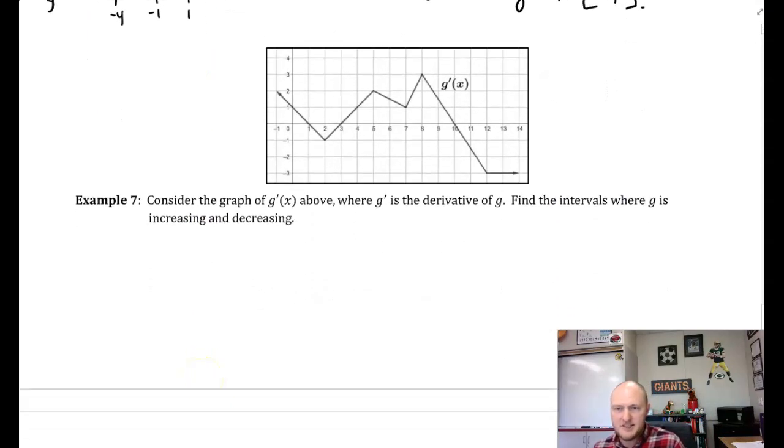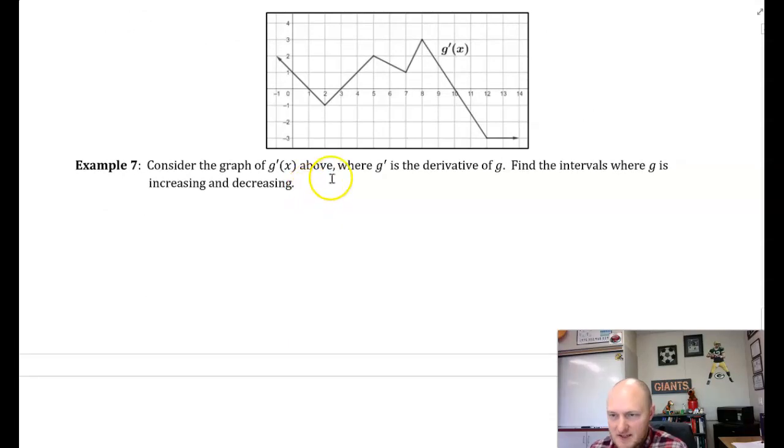Example 7. Consider the graph of g prime of x above. Where g prime is the derivative of g. Find the intervals where g is increasing and decreasing. Okay. Go ahead. I want you guys to pause the video. I want you to try this one on your own.